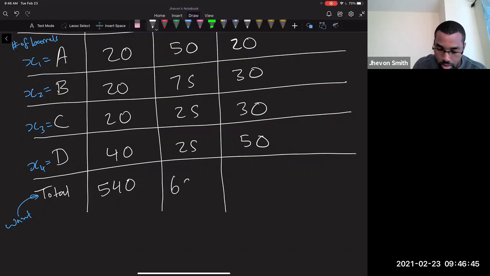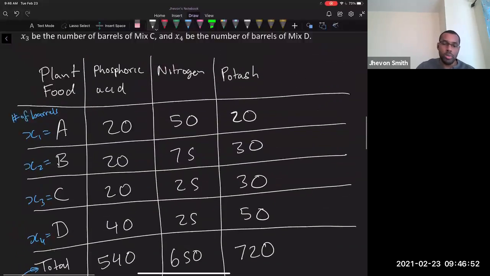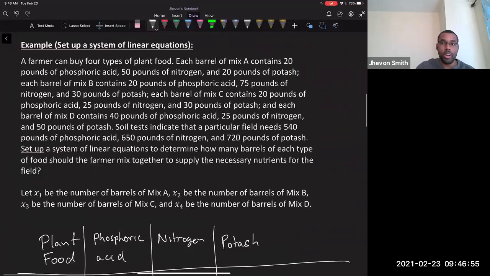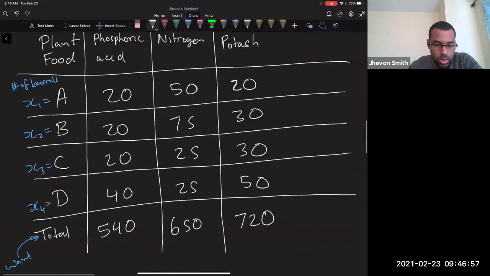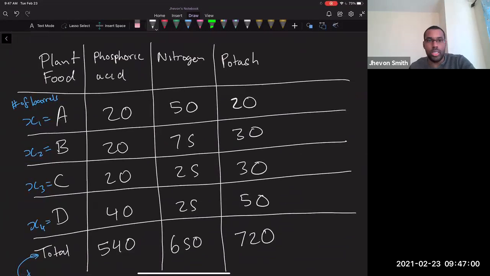We want 650 pounds of nitrogen, and we want 720 pounds of potash, right? So this table here is pretty much summarizing everything that was in this paragraph right here. That's a nice way to do it, to just separate who has what amount of which nutrient. So A, that's how it is, B is how that is, and C and D, that's how they are. So I write a nice little table to just get the numbers. At this point, you can get the equations from this.